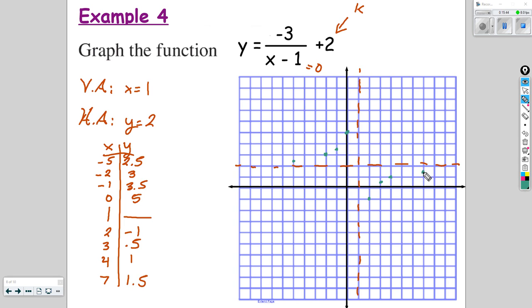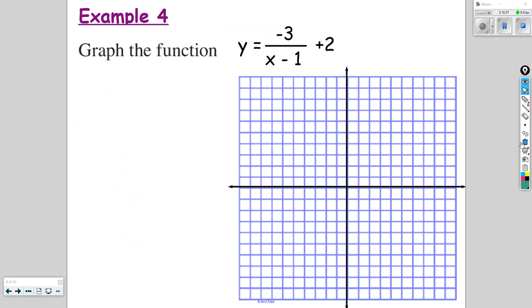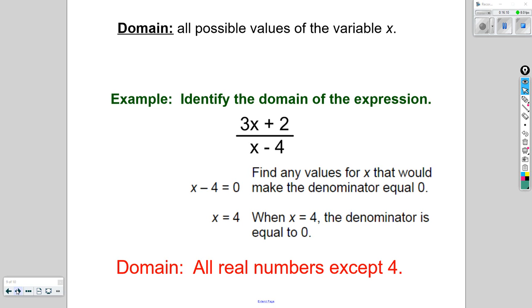There we go, okay. All right, and let's draw those branches once again. All right, and there's our hyperbola. Sorry, our rational function. Last example is just talking about the domain. So the domain of this function.